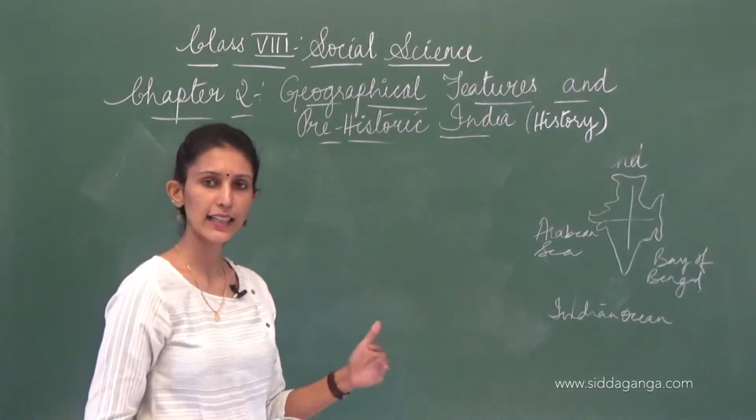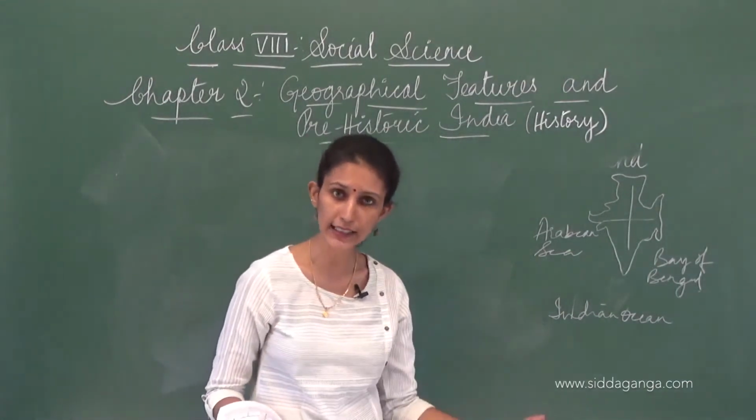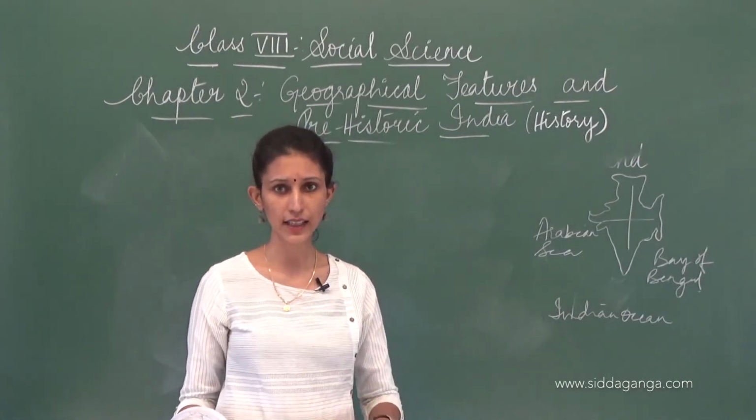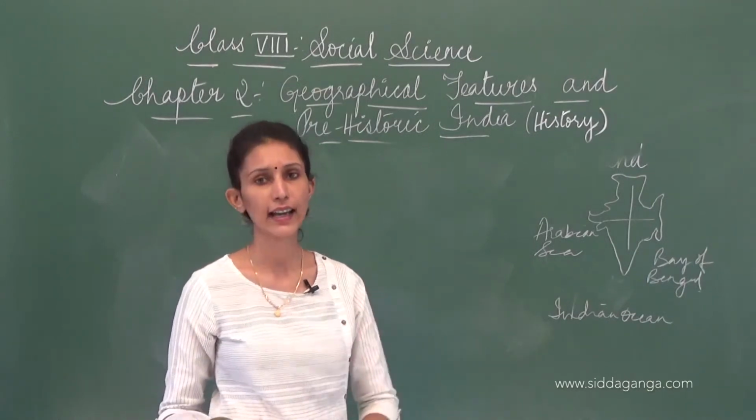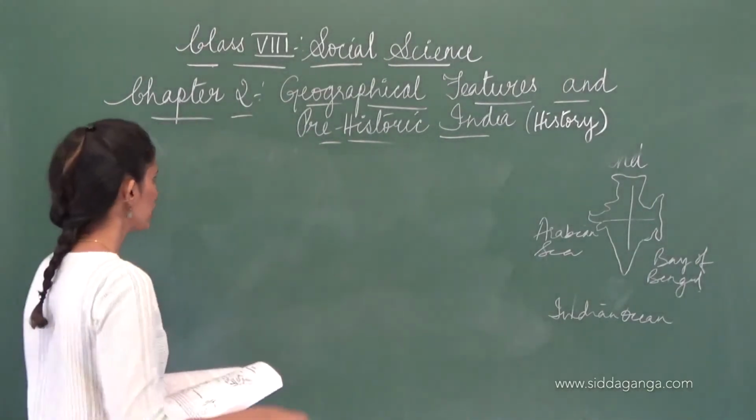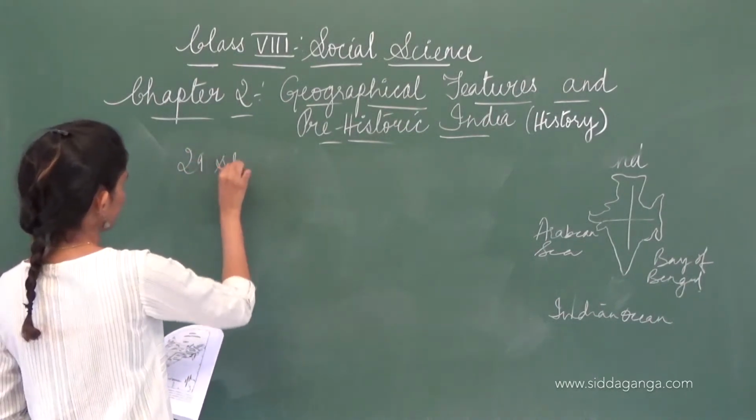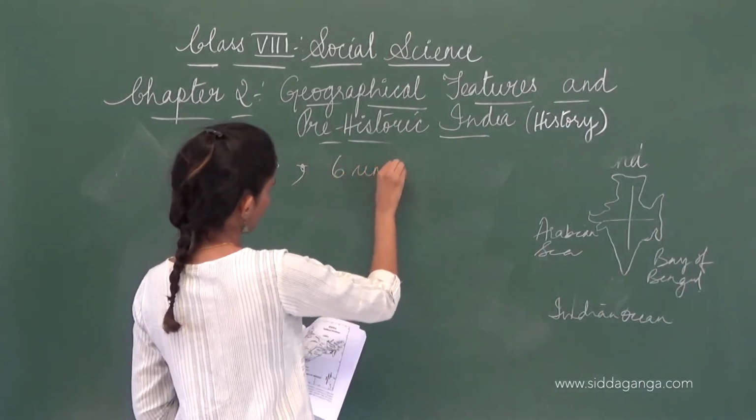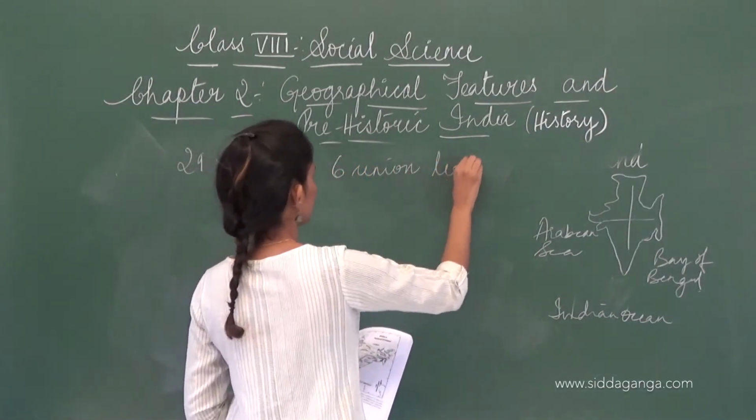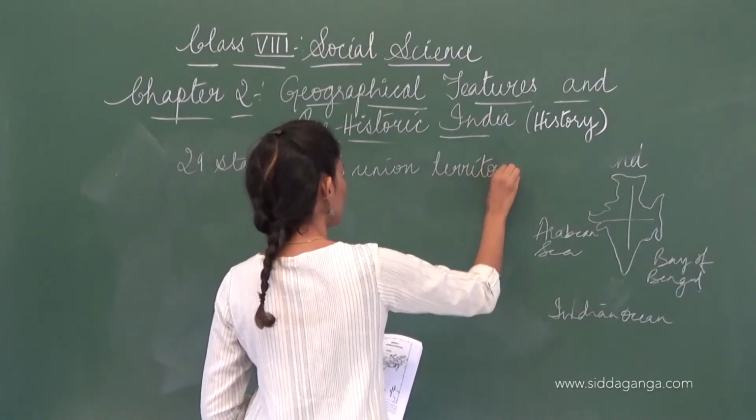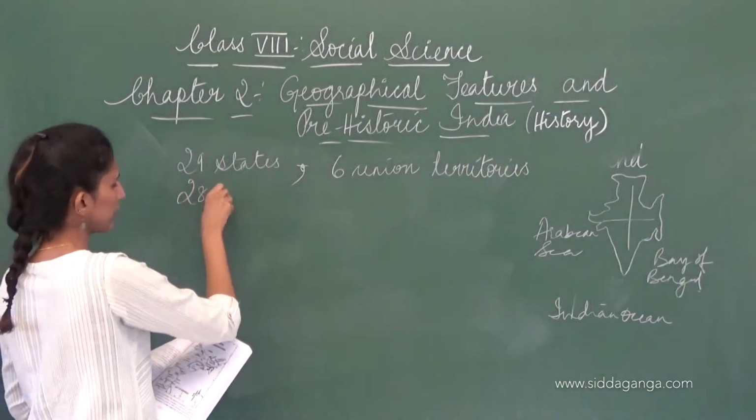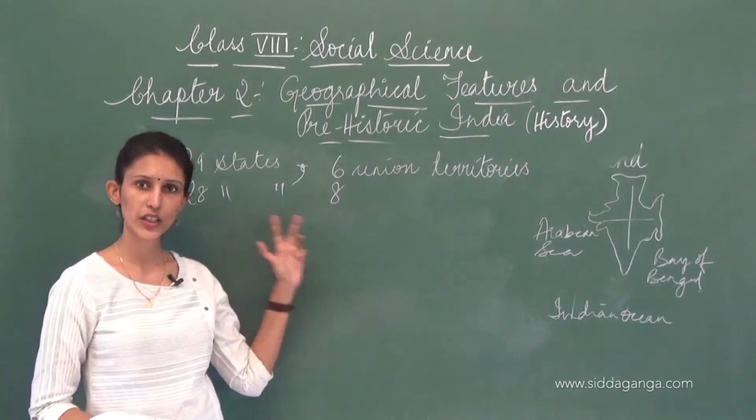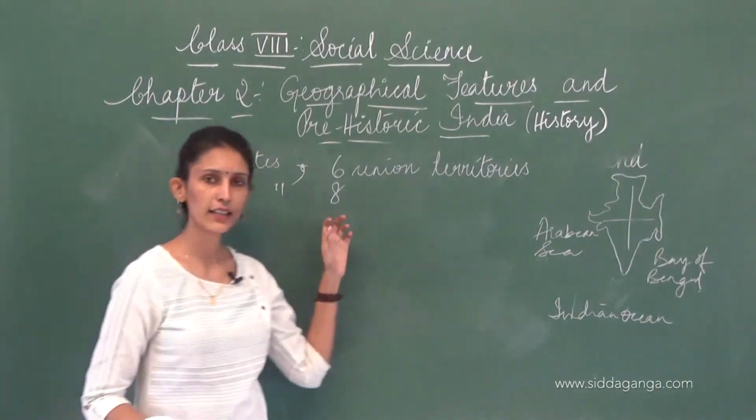Now, India has states and union territories. Earlier it was 29 states and 6 union territories. That is what is given in your text. But in the present times it is 28 states and 8 union territories. Okay, recent changes have been made: 28 states and 8 union territories.